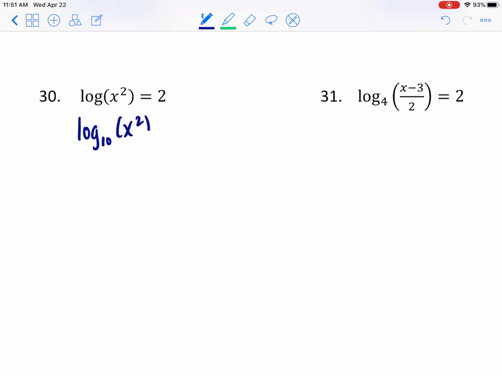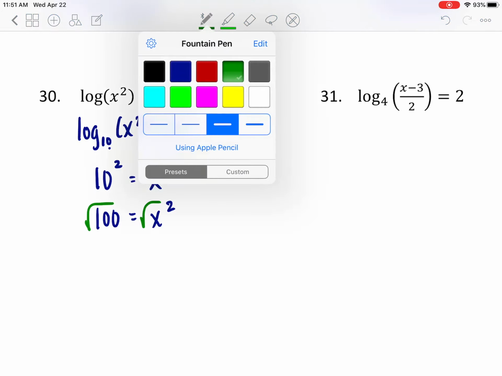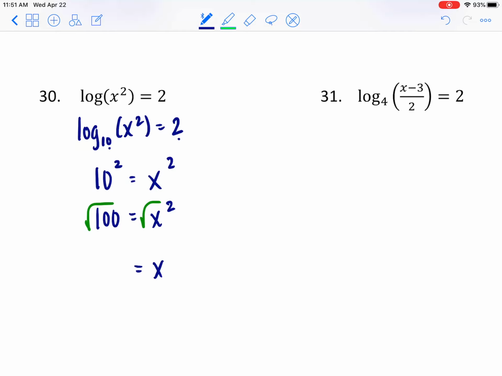Hopefully you're finding that these aren't too bad. They're pretty manageable. All right, how about this guy? Remember, when we don't see the base on the common log here, that this is base 10. So this is log base 10 of x squared equals 2. So if I rewrote this, 10 squared, the base, the exponent, equals the argument x squared. So if we have 100 equal to x squared, what does x have to be?